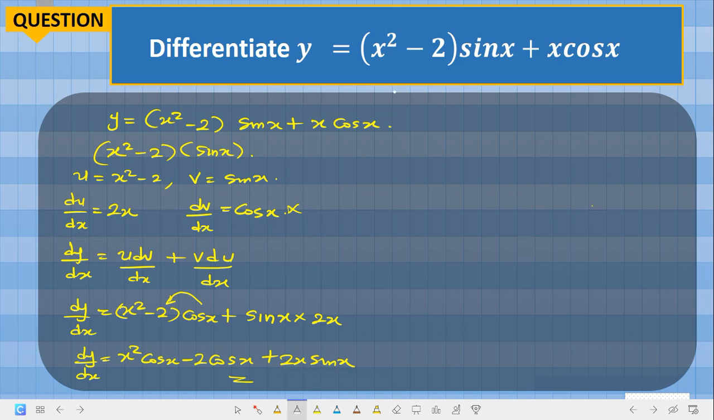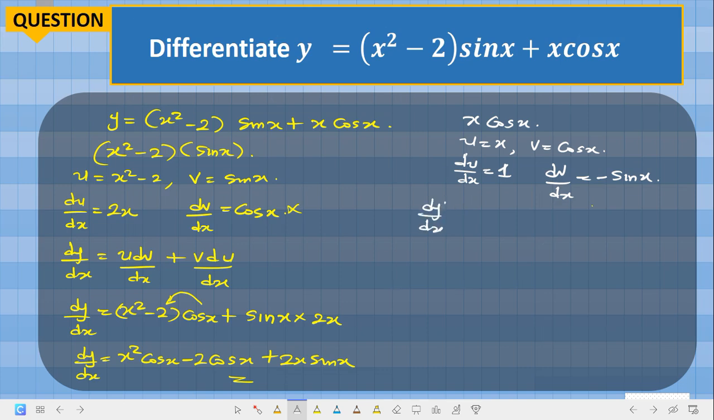Now the next one is for the second part. The second part says s cos s. Let our u be equal to s and our v equal to cos s. du/ds is what? Differentiate s, it gives 1. And dv/ds: differentiate cos s, it gives −sin s.